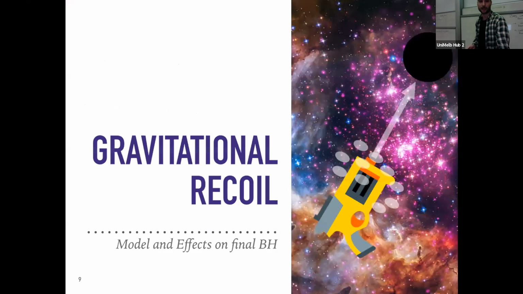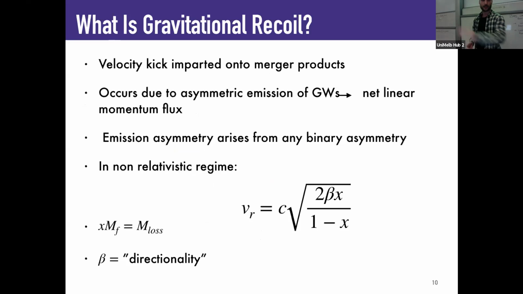So this is a bit of a problem, because we need to talk about gravitational recoil, which is a bit of a thorn in my side, unfortunately, because gravitational recoil is a velocity kick imparted onto a merger product due to the asymmetric emission of gravitational waves. That essentially leads to some net linear momentum flux, which can basically launch the second generation black hole out of the cluster, meaning it can no longer go on to merge again. The emission asymmetry basically comes from any asymmetry in the binary, whether that be unequal masses or spins.